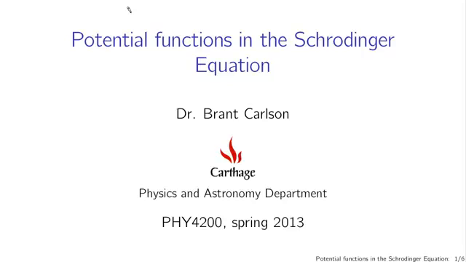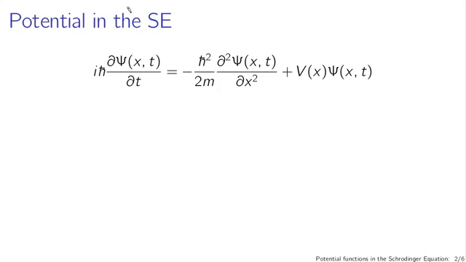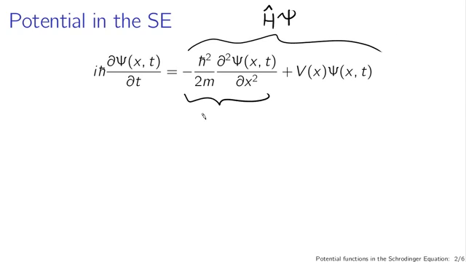So let's talk about potential functions and how they influence the physics of quantum mechanics. First of all, where does potential appear in the Schrodinger equation? This is the time-dependent Schrodinger equation, and the right-hand side is giving the Hamiltonian operator acting on the wave function. Now the Hamiltonian is related to the total energy of the system, and you can see that by looking at the parts. This is the kinetic energy, which you can think of as the momentum operator squared.